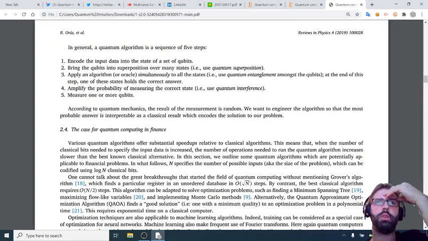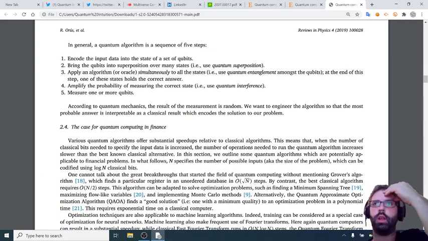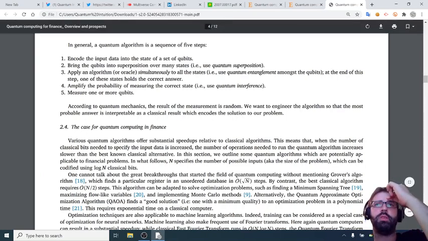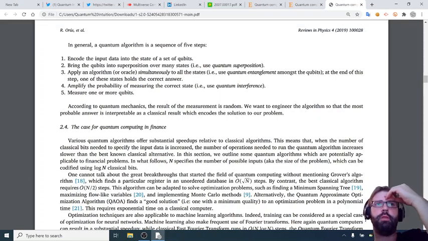Various quantum algorithms offer substantial speedups relative to classical algorithms. This means that when the number of classical bits needed to specify the input data is increased, the number of operations needed to run the quantum algorithm increases slower than the best known classical alternative. In this section, we outline some quantum algorithms which are potentially applicable to financial problems. In what follows, n specifies the number of possible inputs, aka the size of the problem, which can be codified using log n classical bits.